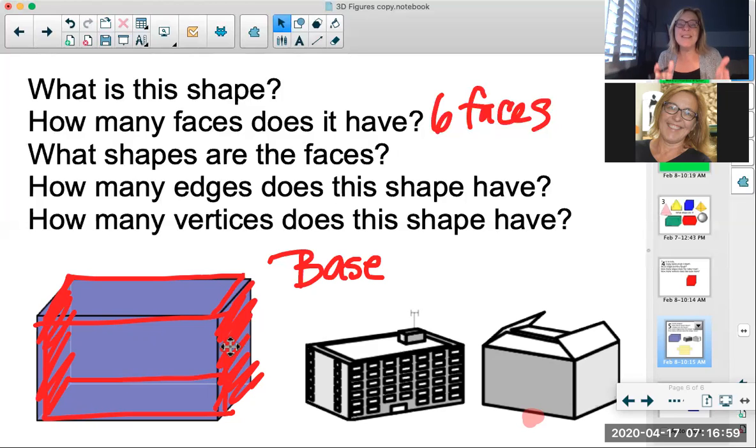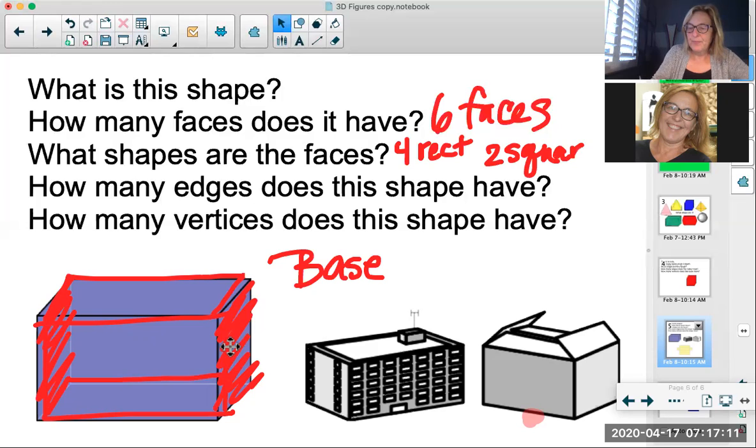When there are 2 of them, they're going to be the same shape. So in this case, the squares are the base, and all the rest of the faces are rectangles. So we have 4 rectangle faces and 2 square faces. Now we'll get to why that's meaningful in a second.